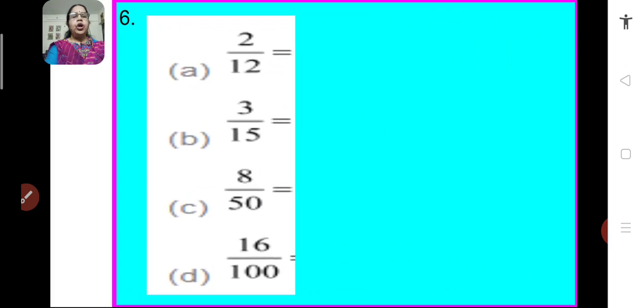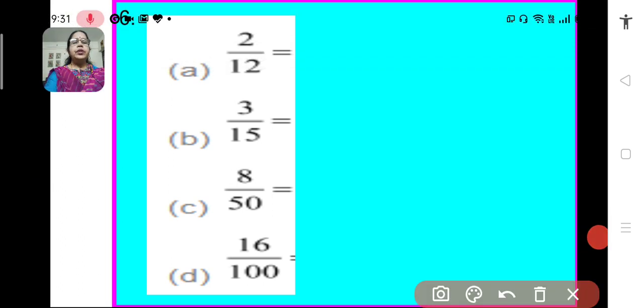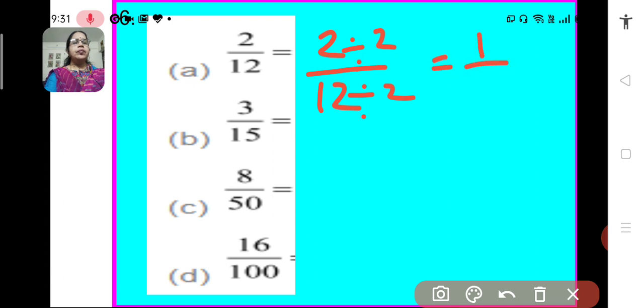We have 2 upon 12, 3 upon 15, 8 upon 50 and 16 upon 100. For the first one, if you want to convert into simplest form, what do we do? We take the HCF of 2 and 12 and divide both the numerator and denominator with the HCF. The HCF of 2 and 12 will be 2. If we divide both 2 and 12 by 2, we get 1 upon 6.